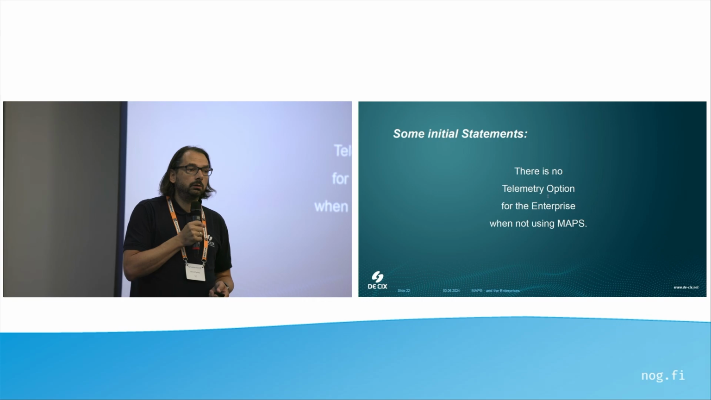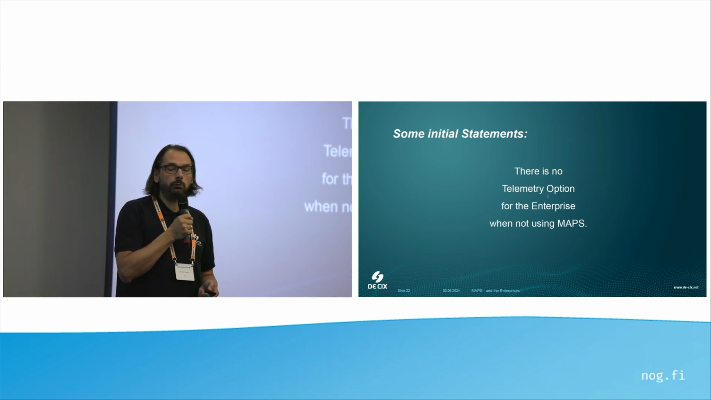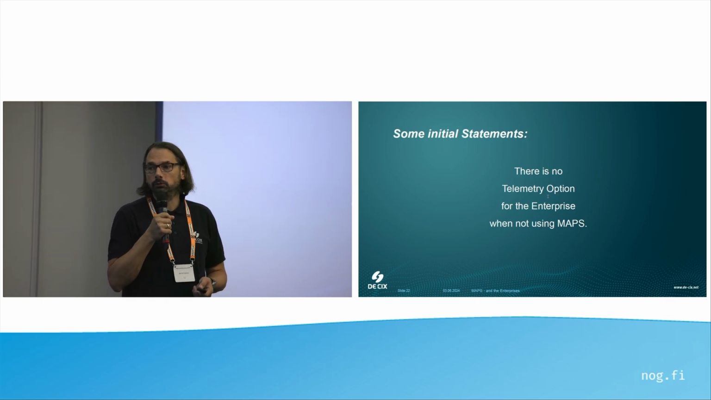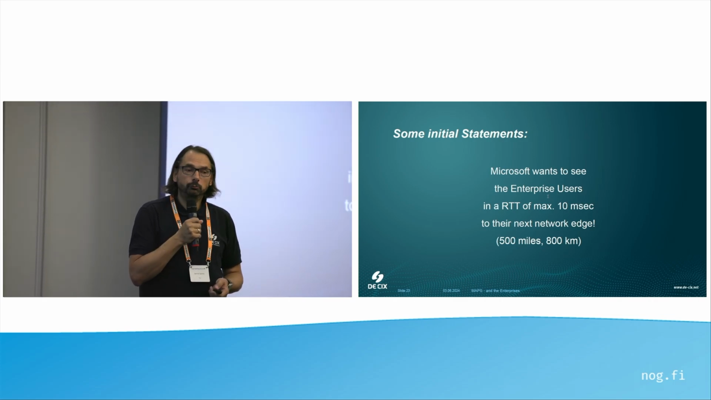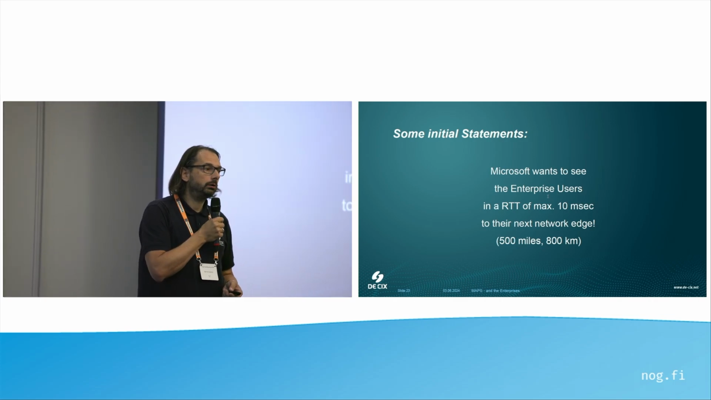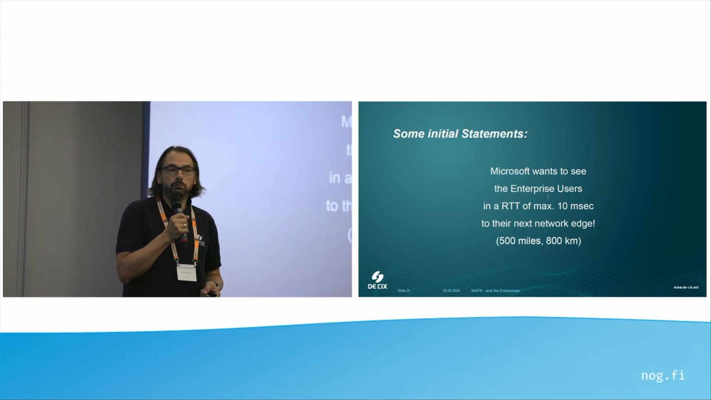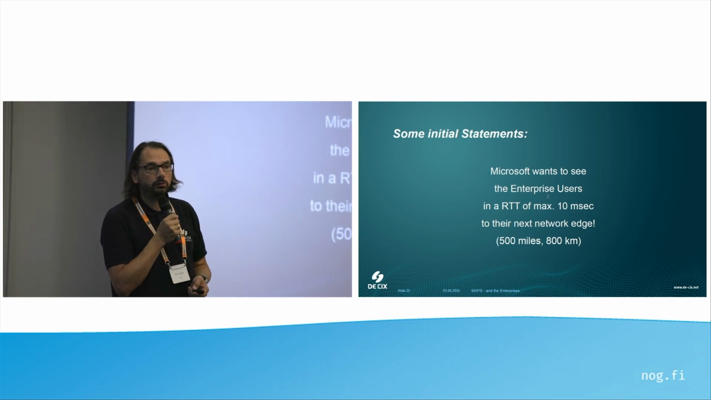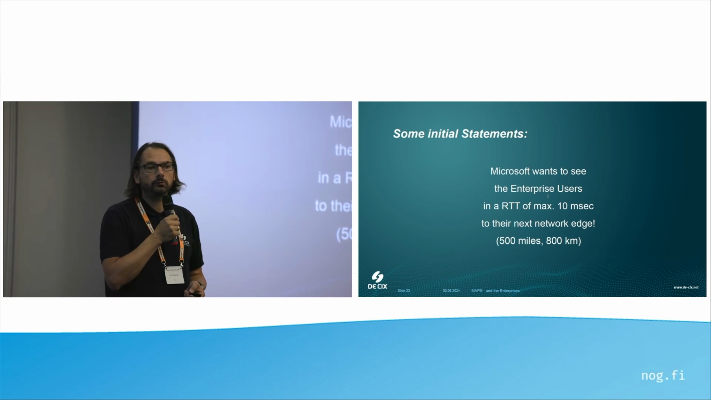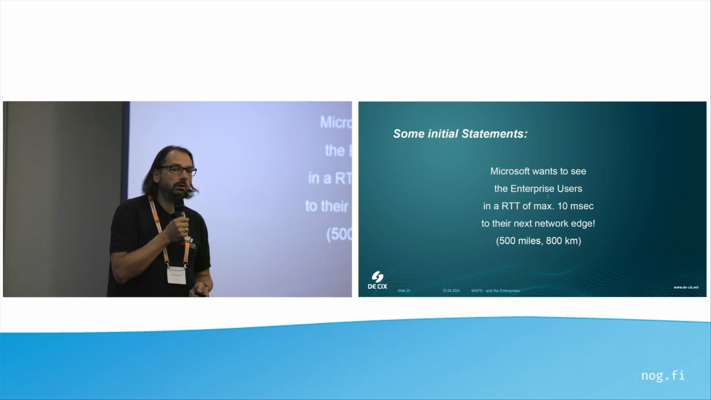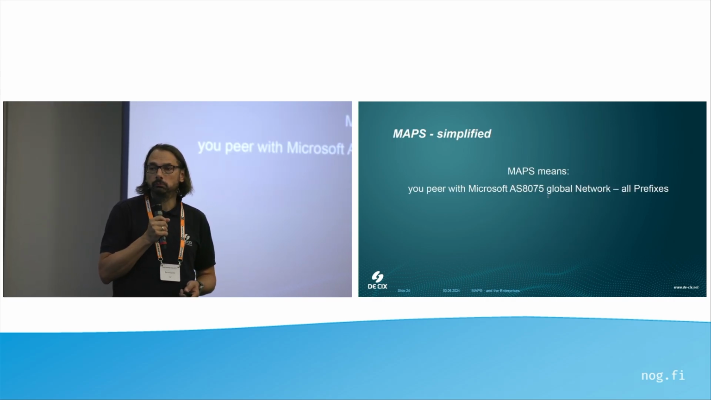Telemetry option is also an important topic. Telemetry option is only available via this Microsoft Maps product. We will see that shortly. And we have the next statement about this 10 millisecond thing. Microsoft told us it's their plan that each enterprise user or network should be within a distance of 10 milliseconds, which is about 500 miles or 800 kilometers, of the nearest Microsoft edge router system. I'll come back to that in a second.